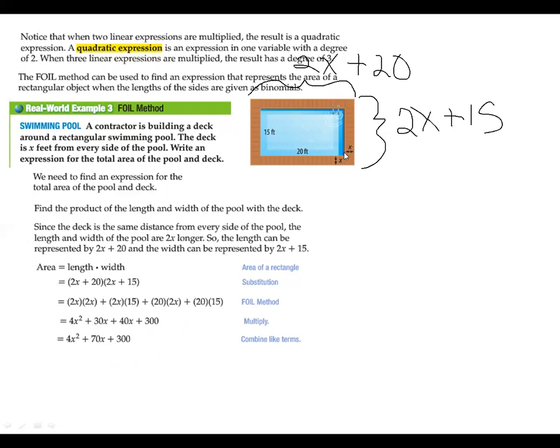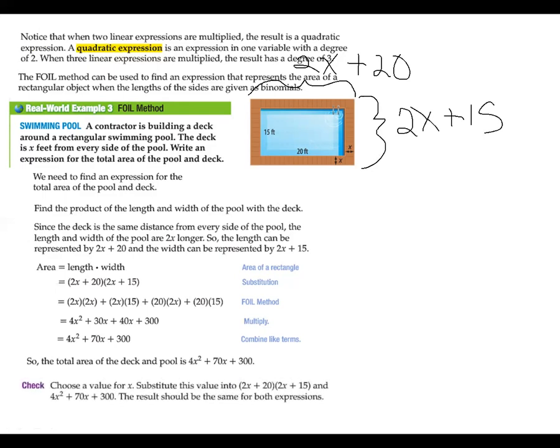So if I want to make the deck 1 foot wide, this would tell me how many square feet the entire region is. If I want to make the deck 3 feet wide, I could put 3 in here, and that would tell me how many square feet the entire pool is. Okay, so the total area of the deck and pool is 4x squared plus 70x plus 300. What I could do to check this is pick a value and substitute it into my original area expression and my answer and see if it works.